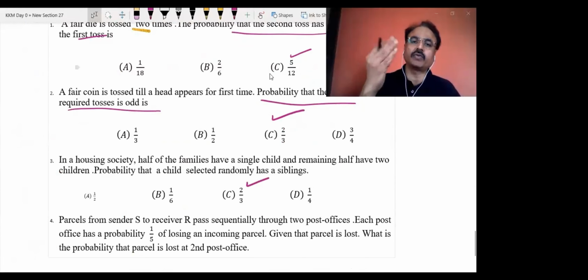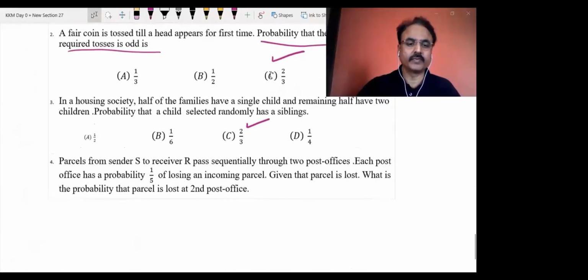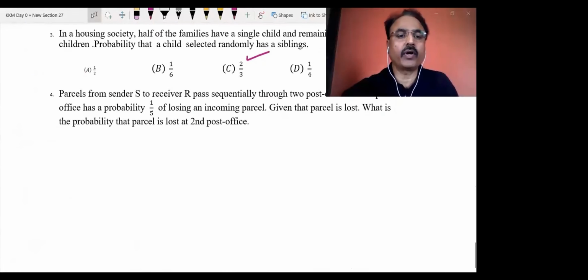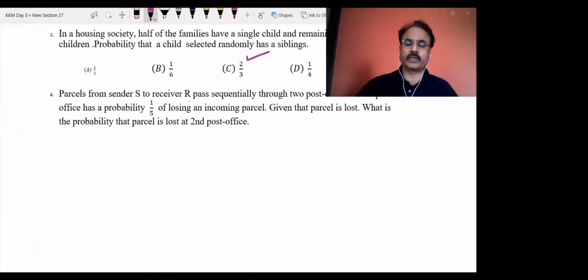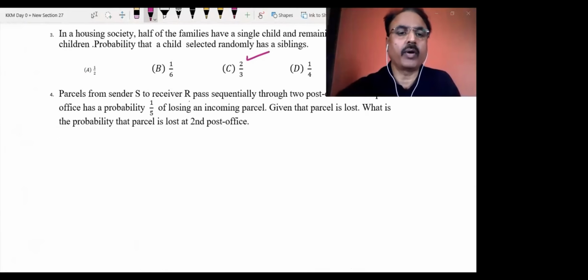Here we go for the last question, the fourth one. Parcels from sender S to receiver R pass sequentially through two post offices. So parcels are sent, first post office, second post office. Now there are two possibilities. Either the parcel is lost or the parcel is not lost. Based on that, one question is asked. Each post office has probability of 1 by 5 of losing. That means 4 by 5 of not losing.